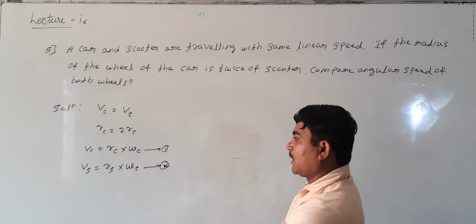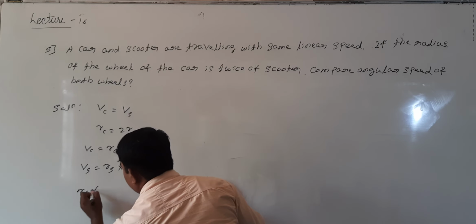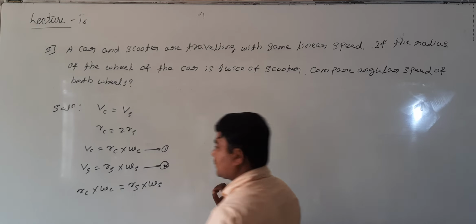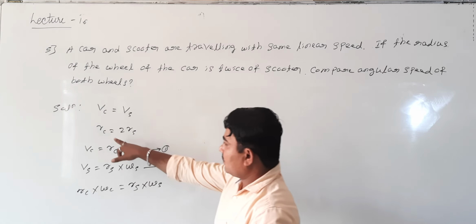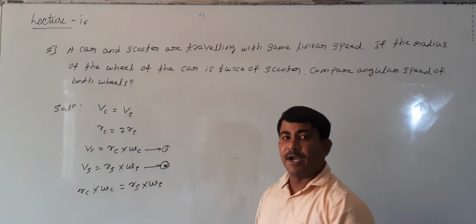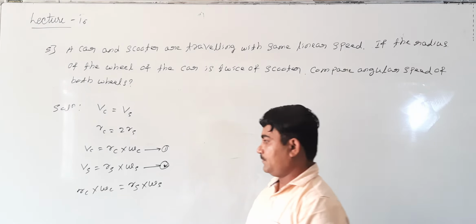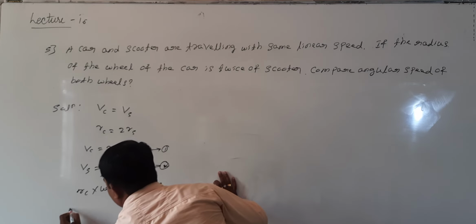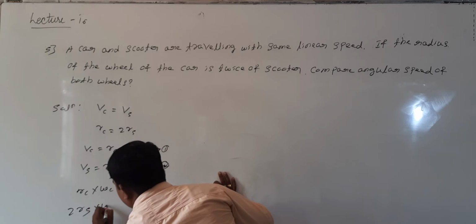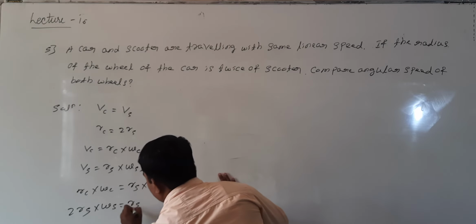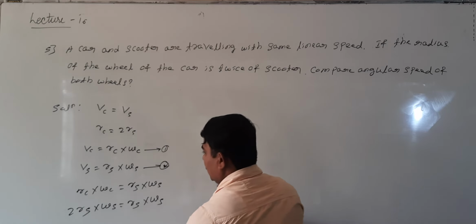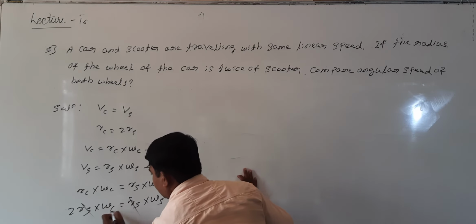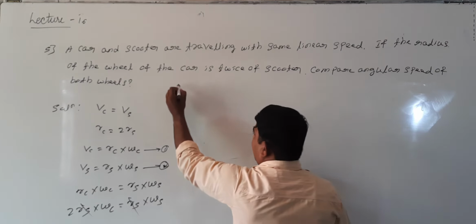Compare equation 1 and 2. What are we getting? See here. Rc into omega c equal to Rs into omega s. Right. But what is the condition? Rc equal to 2 into Rs. Radius of the car is 2 times that of the scooter. Put this value here. What will you get? 2 into Rs into omega c equal to Rs into omega s. Rs gets cancelled.